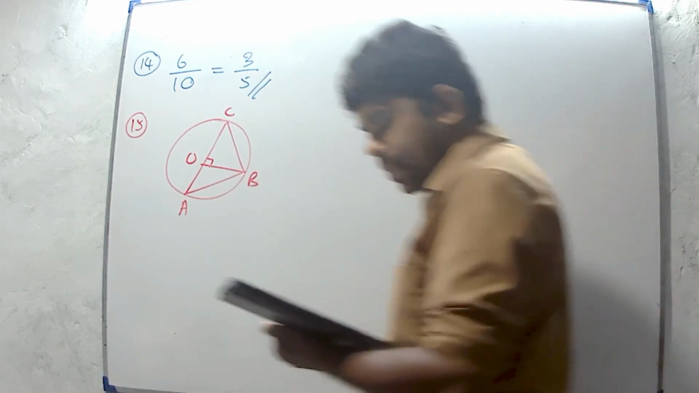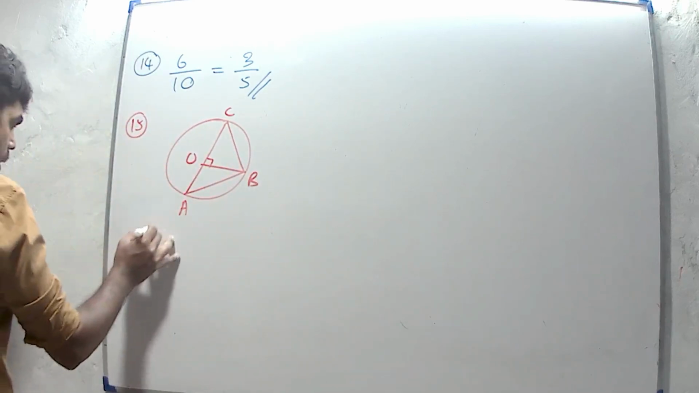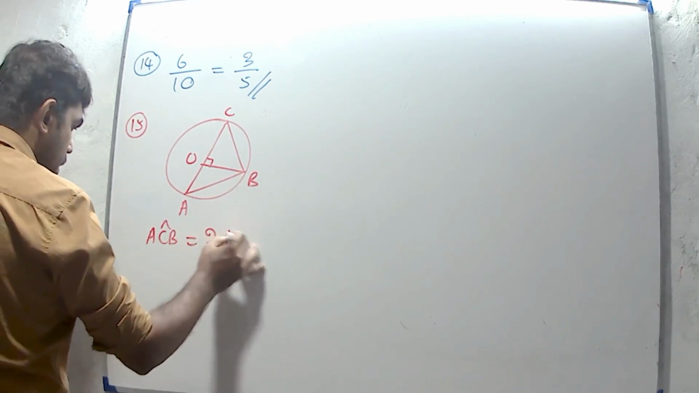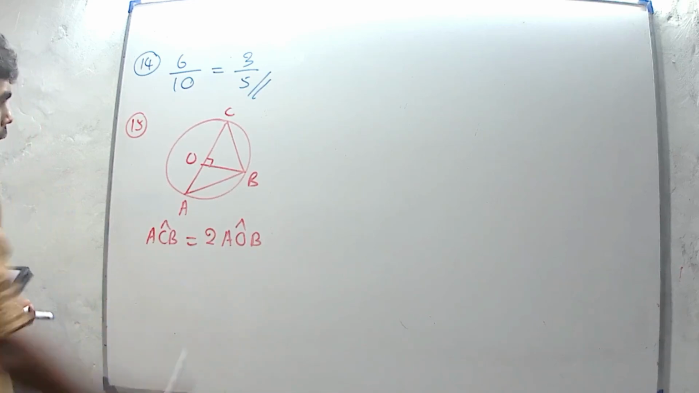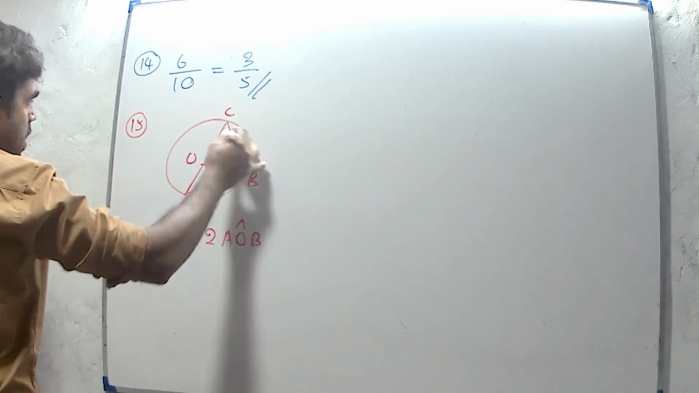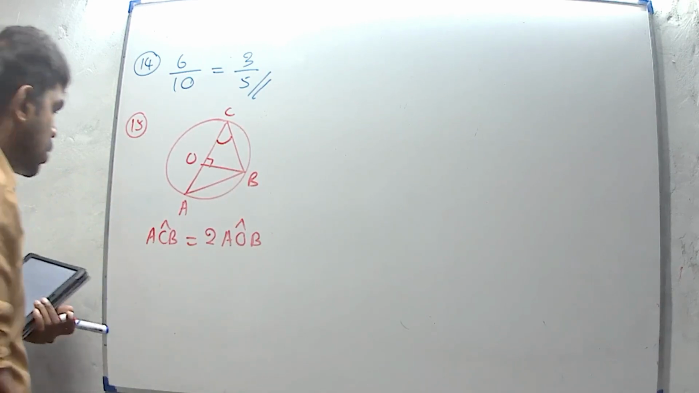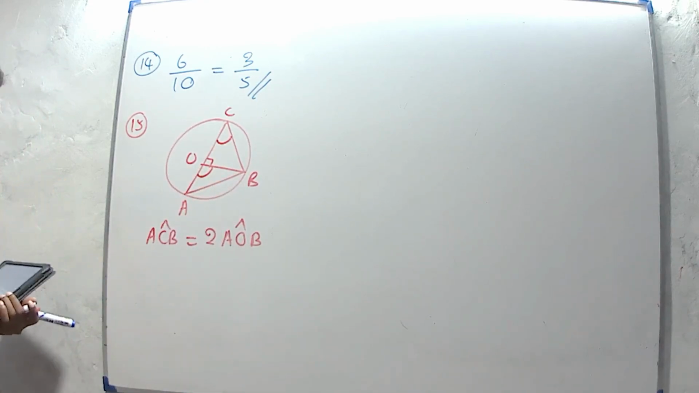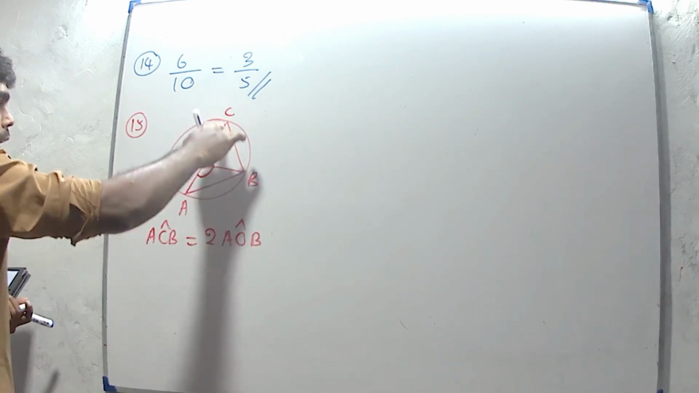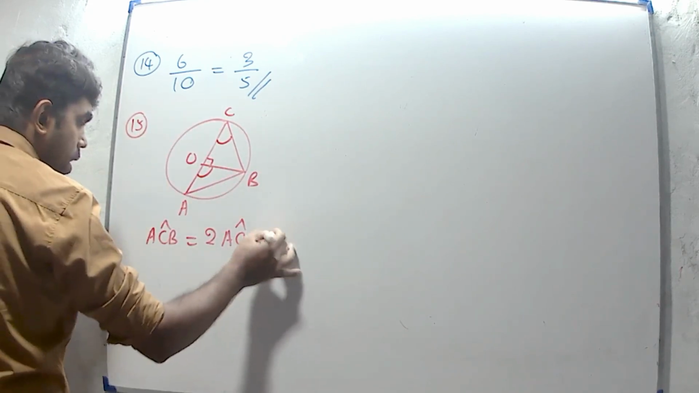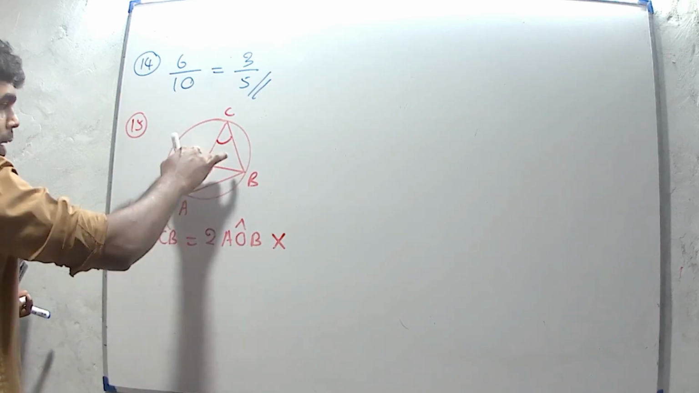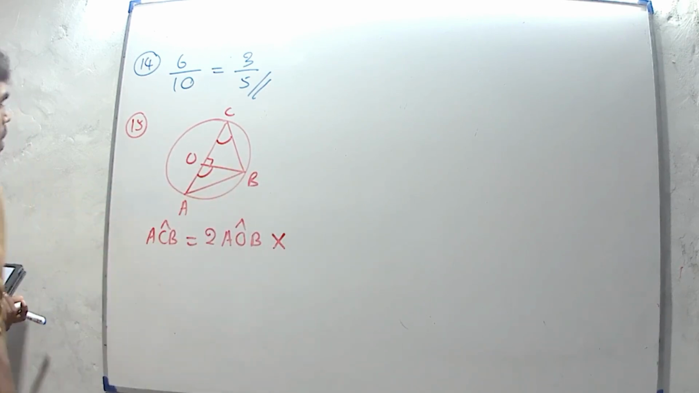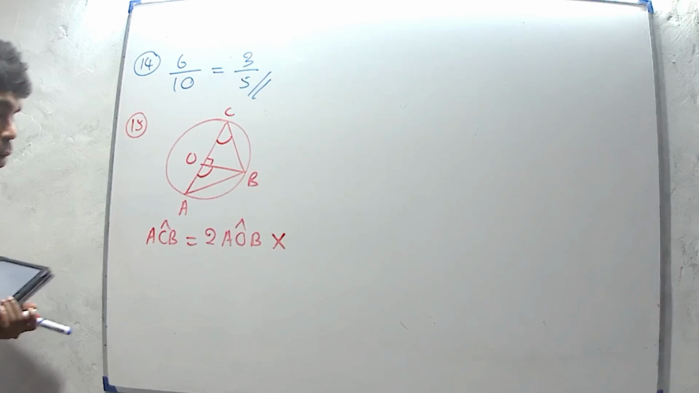First statement, angle ACB equals 2 times angle AOB. ACB is this angle. They have given that it is 2 times AOB. AOB is this one. No, it is incorrect. AOB is 2 times the ACB angle. You know that the angle subtended at the center is 2 times the angle subtended on the circle by an arc. But in this expression they have given it oppositely.